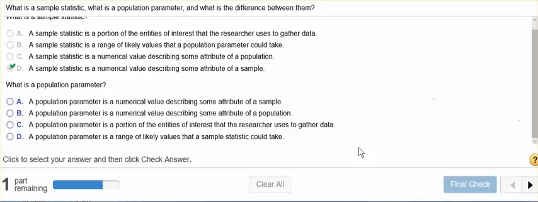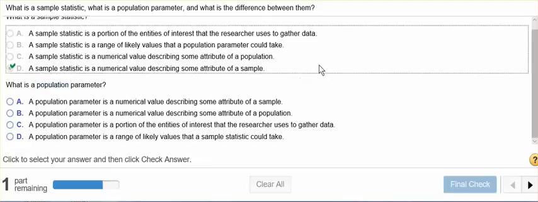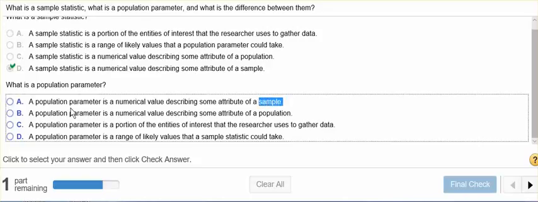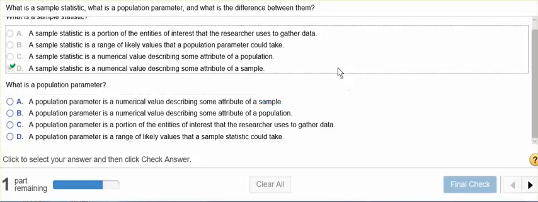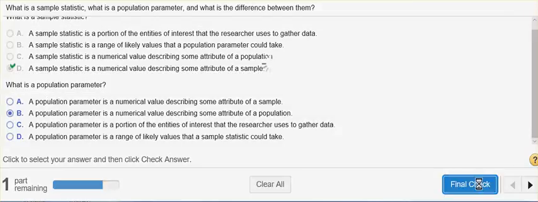All right, and our second question here is, what is the population parameter? And notice right away, ding, ding, ding, we're talking about the population. The population is the whole group. If we're looking at the adults in the United States, it's every single adult in the United States. So a population parameter is a numerical value describing some attribute of a sample. We know it's not that because this isn't a sample. This is the population. So it's not A. A population parameter is a numerical value describing some attribute of the population. That's exactly what this is.